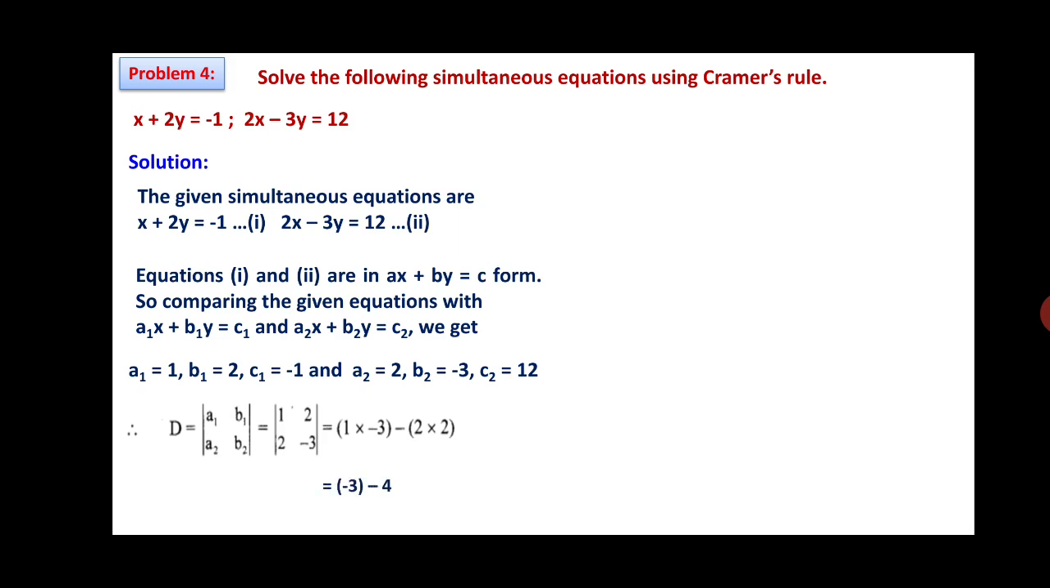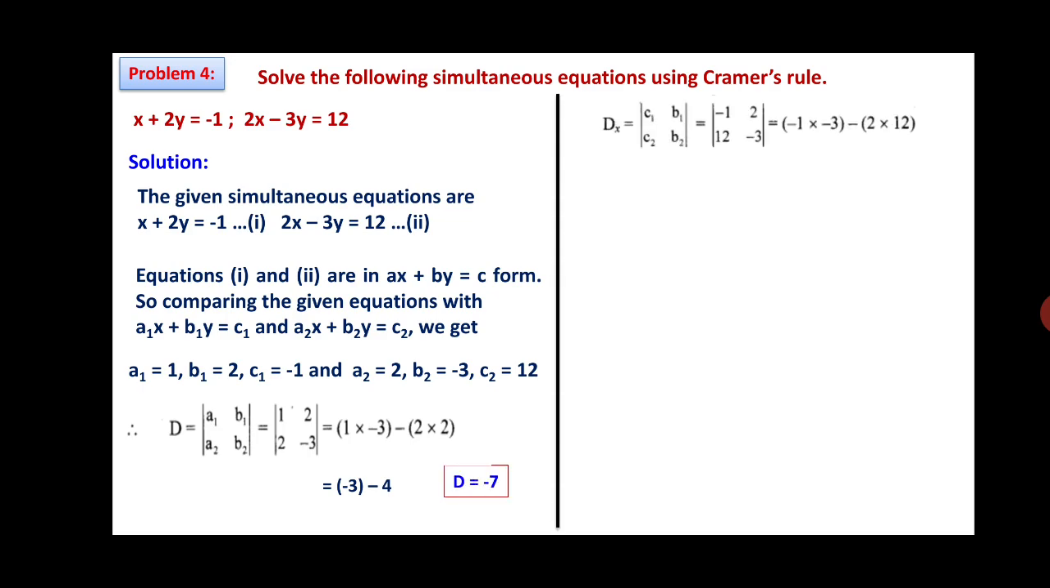So that will be minus 3 minus 4, which is minus 7, the value of D. Next we will find out Dx. Dx is equal to the determinant with rows c1 c2 and b1 b2, which is minus 1, 12 and 2, minus 3. Substituting the values, we get minus 1 into minus 3 minus 2 into 12. So Dx is equal to 3 minus 24, that is 3 minus 12 into 2, so Dx is equal to minus 21.